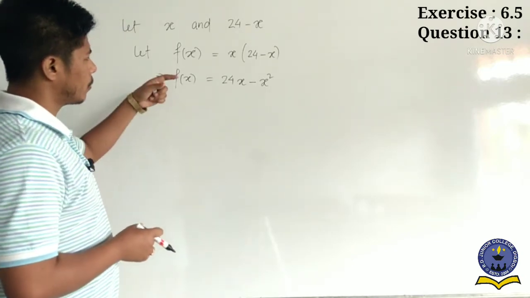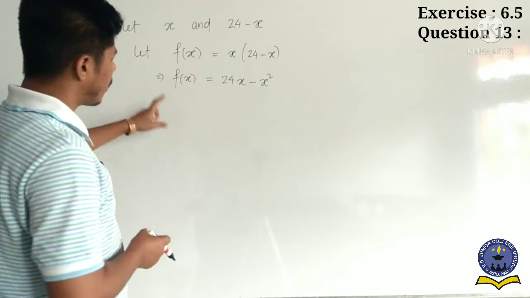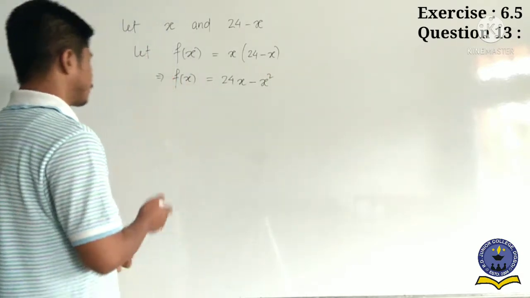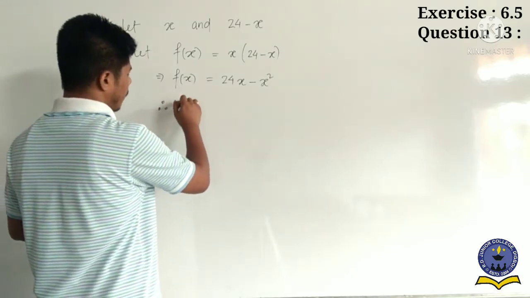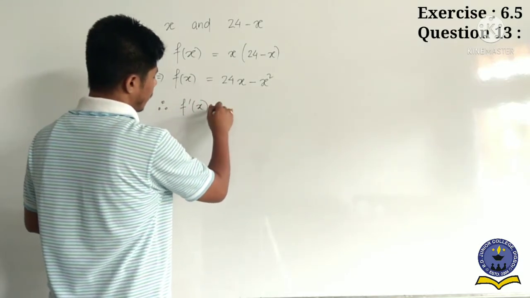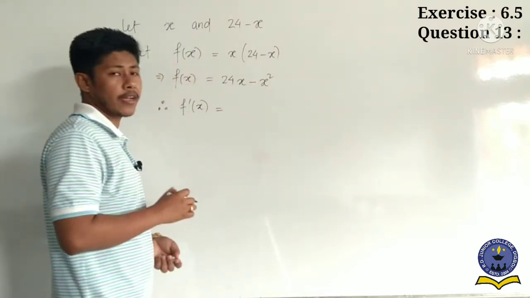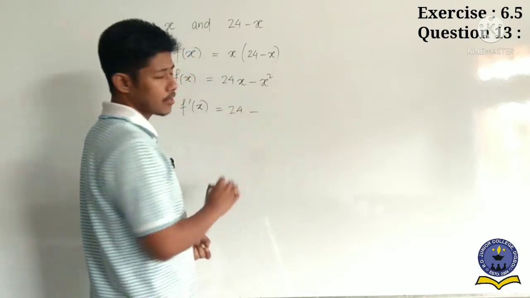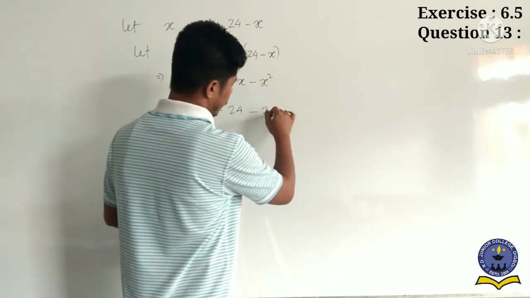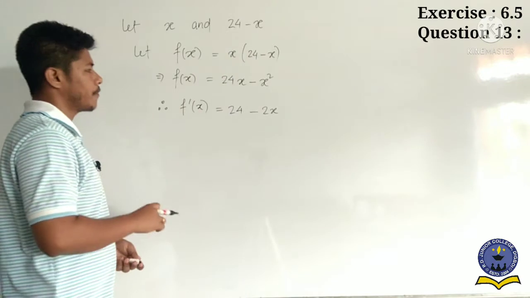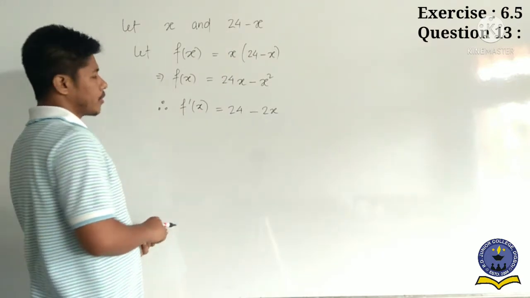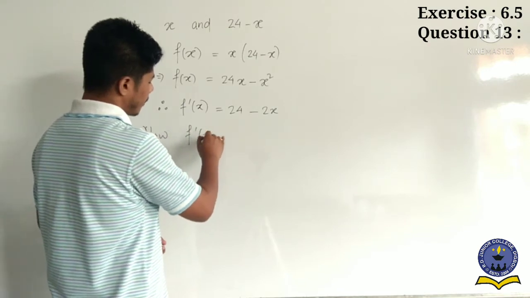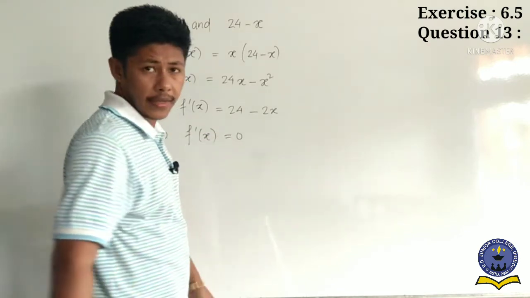Now the general step we know: after getting the function, we have to differentiate it. Therefore f dash of x equals d/dx of 24x, which is 24, minus d/dx of x squared, which is 2x. This is the differentiation part. After that, the general step is to write f dash of x equals 0, isn't it?